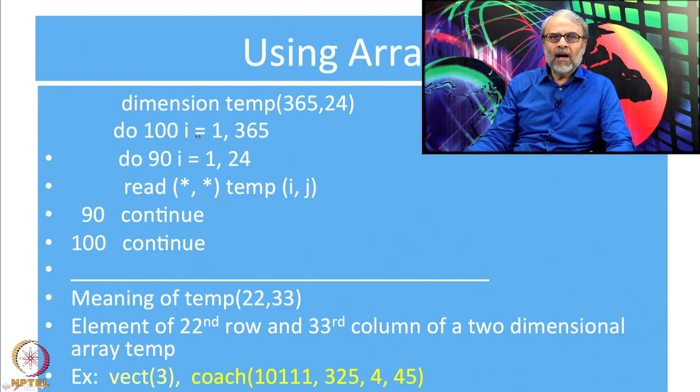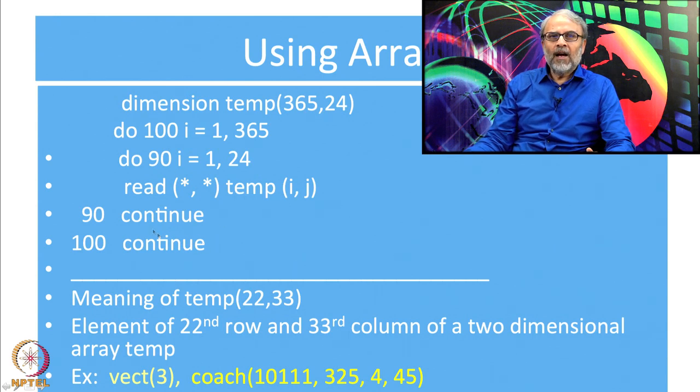The way the program will run, I will be 1 first time, J will be 1, read temperature 1 comma 1, first day, first hour, then goes back, then J becomes 2, first day, second hour, then J is 3, first day, third hour, J is 4, first day, fourth hour, until J is 24, first day 24th hour. Then it goes back to 100 continue, then to the first line, then I is equal to 2, second day. Second day, first hour, second day, second hour, like that up to 24 hours, come back, third day, first hour up to third day 24, like that it will do for all 365 days, 24 times each, then this whole part is over.